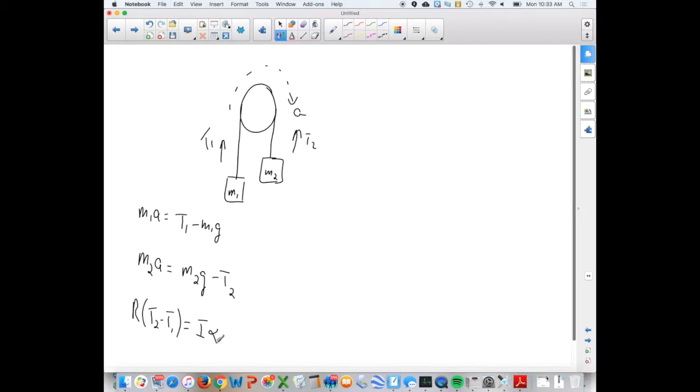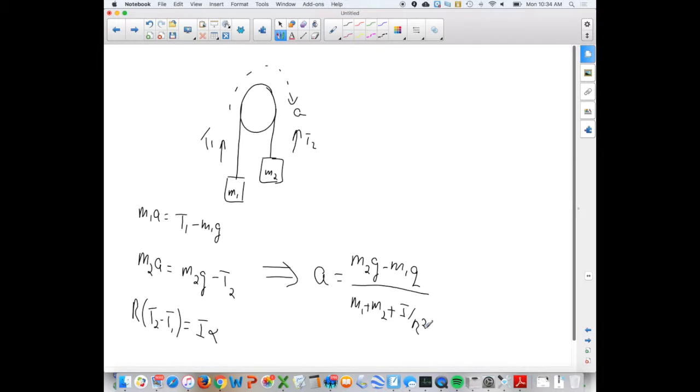And again, I can solve this whole thing out just like I've done before. You should convince yourself that the solution is going to be of the form A is equal to (M2G minus M1G) over (M1 plus M2 plus I over R squared).